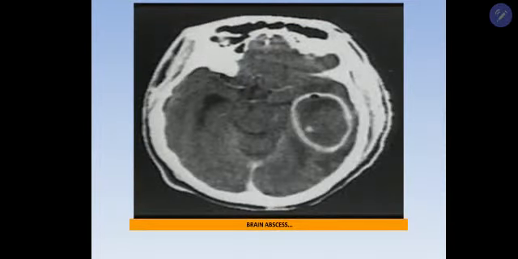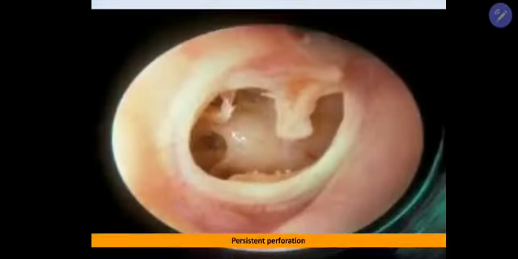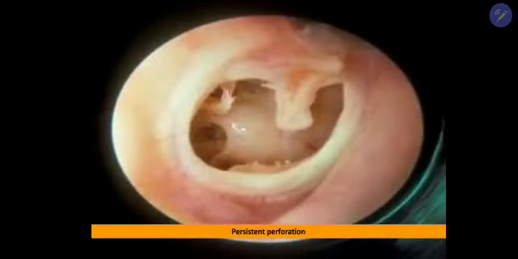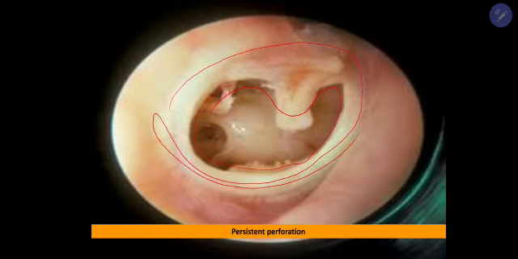This is how a brain abscess will look on radiology. It is a very localized thing. You can easily diagnose it on radiology, and the clinical symptoms support it. This is how a perforation looks now. You see, this is the perforation, and this is the tympanic membrane. If you see, the perforation is in between. You can see all around it there is a remnant of tympanic membrane. Such a perforation is known as a central perforation.